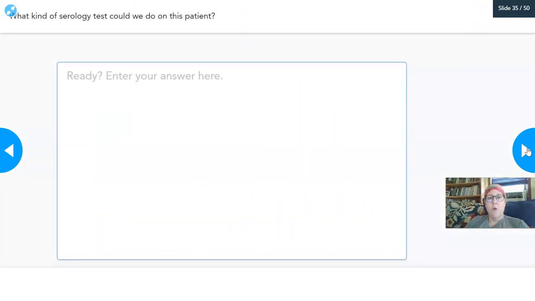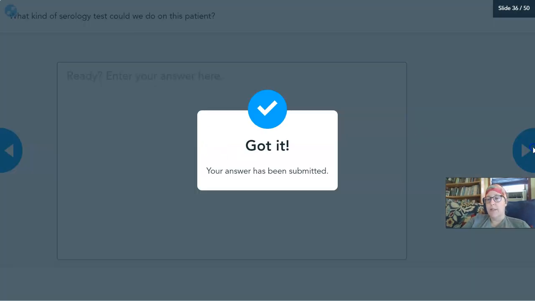Okay, so what kind of serology test might we do on this patient? So this is our meningitis patient that is HIV positive. So just think of different types of serology you might do. If you can just even put just one there, that would be great.